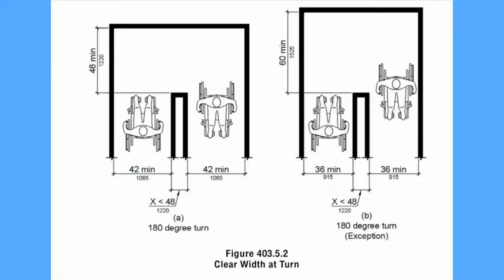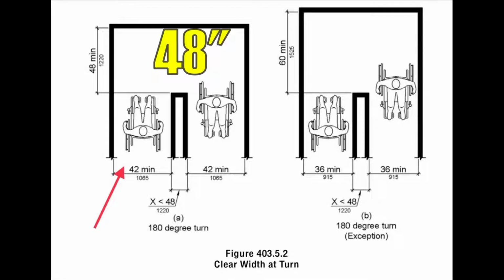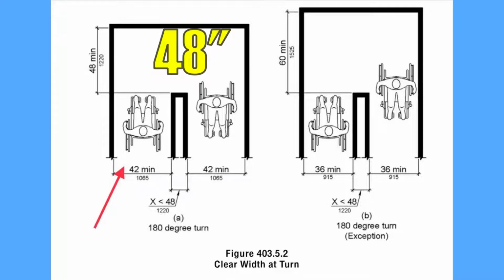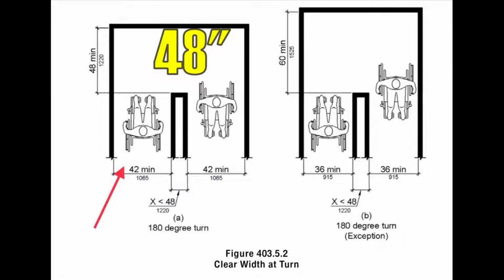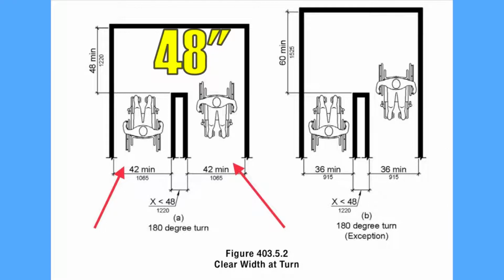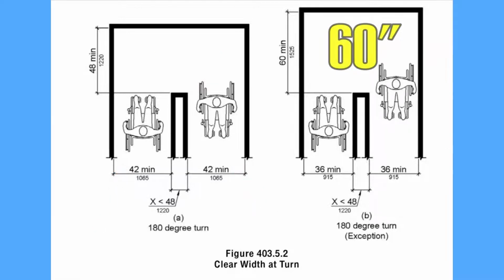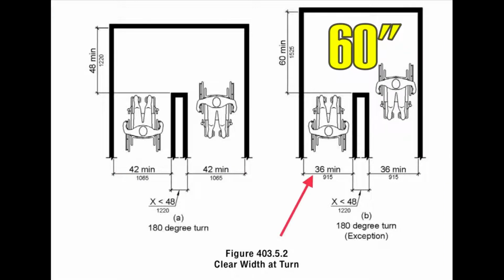Where an accessible route makes a 180-degree turn around an element which is less than 48 inches wide, clear width approaching shall be 42 inches. Clear width exiting shall be 42 inches. If the turn is 60 inches wide, then 36 inches minimum entering, 36 minimum exiting.